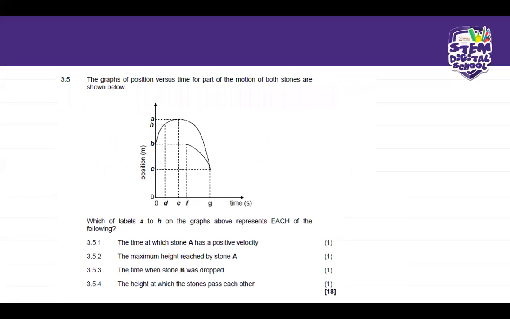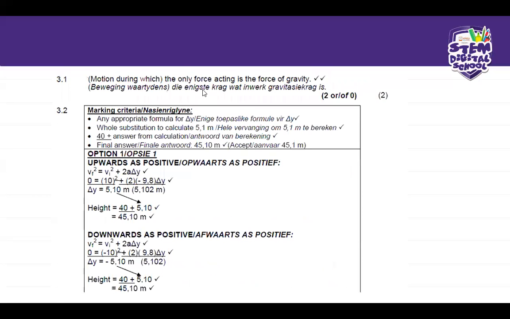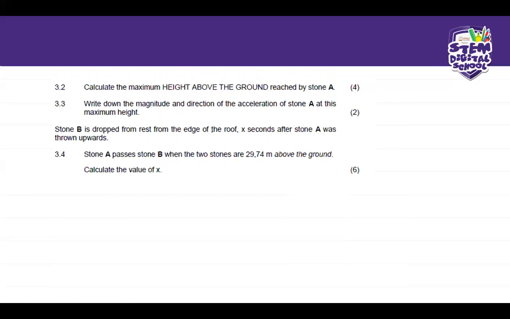Then you move to number 3.4, which says stone A passes stone B when the two stones are 29.74 meters above the ground. Calculate the value of x. Stone B is dropped from rest from the edge of the roof x seconds after stone A was thrown upwards. So we now need the value of x, which is the x seconds.